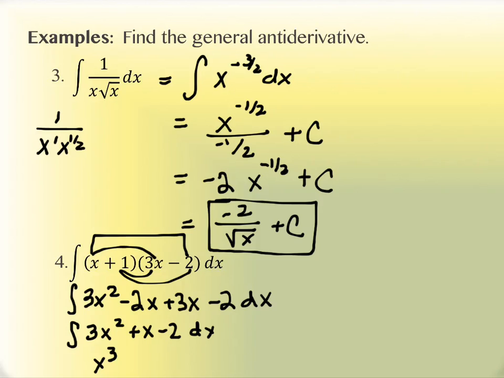What are we going to do with the x? Right, so that actually has an exponent of 1, right, Zach? So we have to increase that exponent by 1, which would be giving me x squared. And we divide by the new exponent, which is a 2. So you can either write that as x squared over 2, or you could write it as a 1/2 times x squared. What are we going to do with that minus 2?